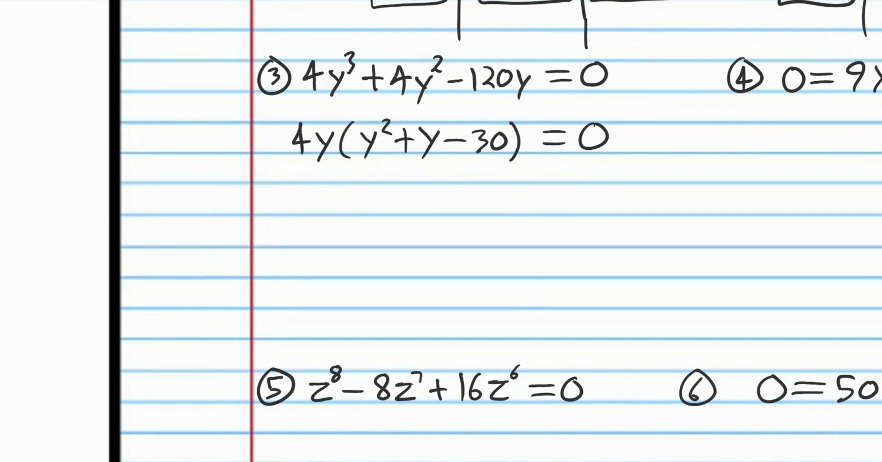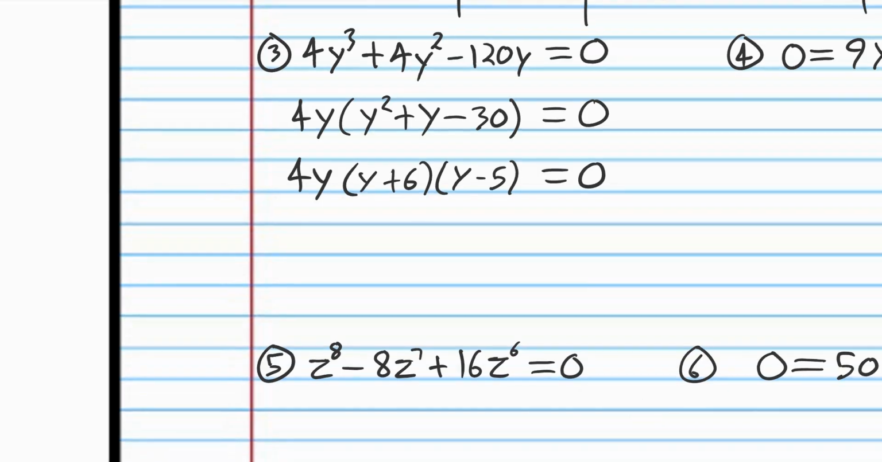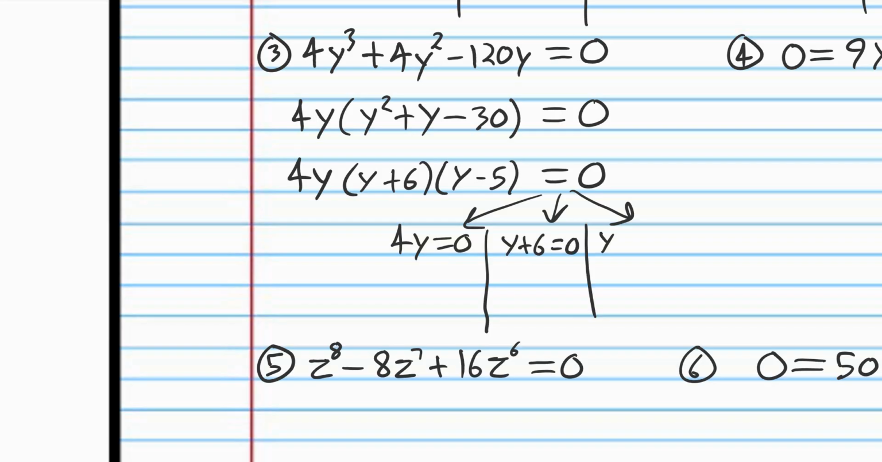So now we have a quadratic expression. So we're going to factor that. What 2 numbers multiply to negative 30 and add up to positive 1? So obviously that's going to be 6 and 5. So now 4y could be equal to 0, y plus 6 is equal to 0, and y minus 5 is equal to 0, and so forth.